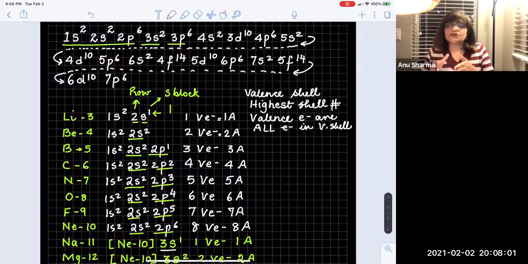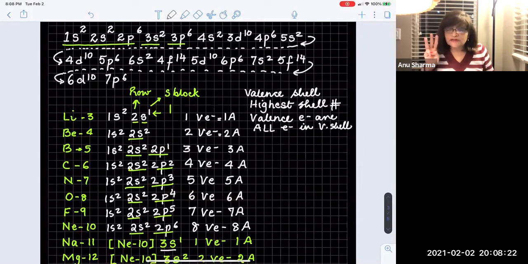It contains the 1s orbital. So from now onwards, I'm just going to look at the orbitals only, because that's where the electrons need to be placed. So it's going to go to the 1s orbital, and that 1s orbital can hold a maximum of 2 electrons. We only need to put 2 electrons for helium. So 1s2 for helium.